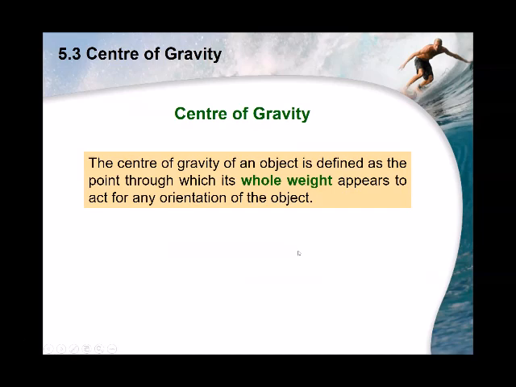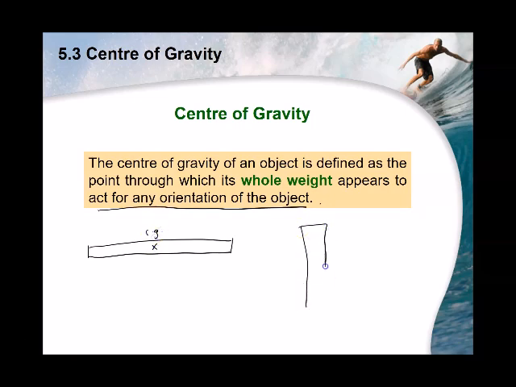So the official scientific definition will be this. The center of gravity of an object is defined as the point through which its whole weight appears to act for any orientation of the object. What does it mean for any orientation of the object? For example, if you have a ruler like this, where is the center of gravity? Right smack in the middle.